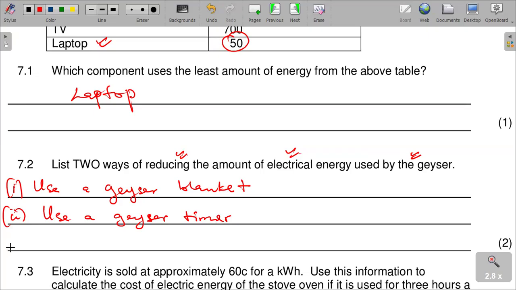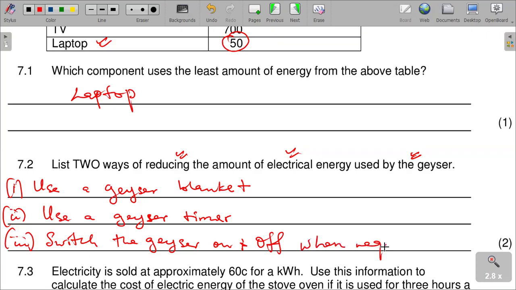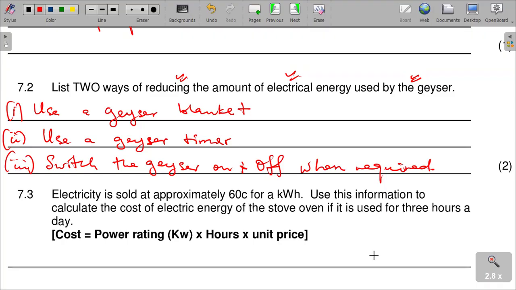It can also help to, I think you have seen even on our SABC that it always talks about switching off all unnecessary appliances. So switch the geyser on and off when required. They can help to reduce the amount of electrical energy that is used by a geyser.